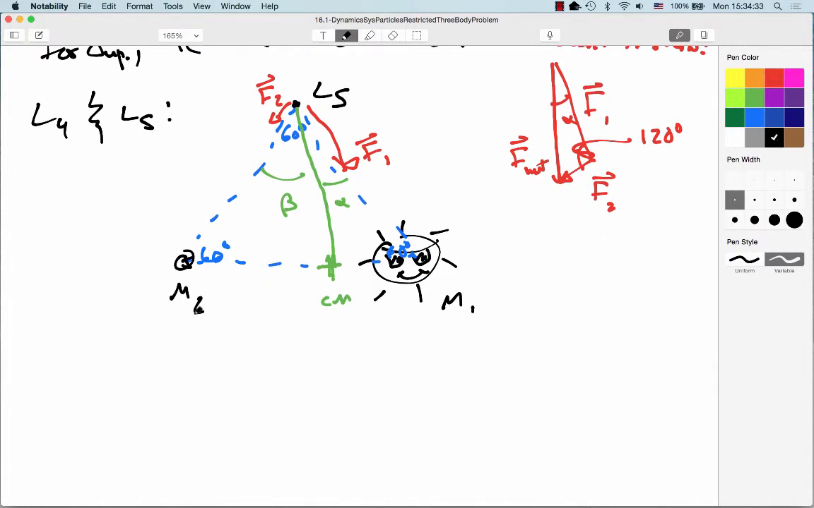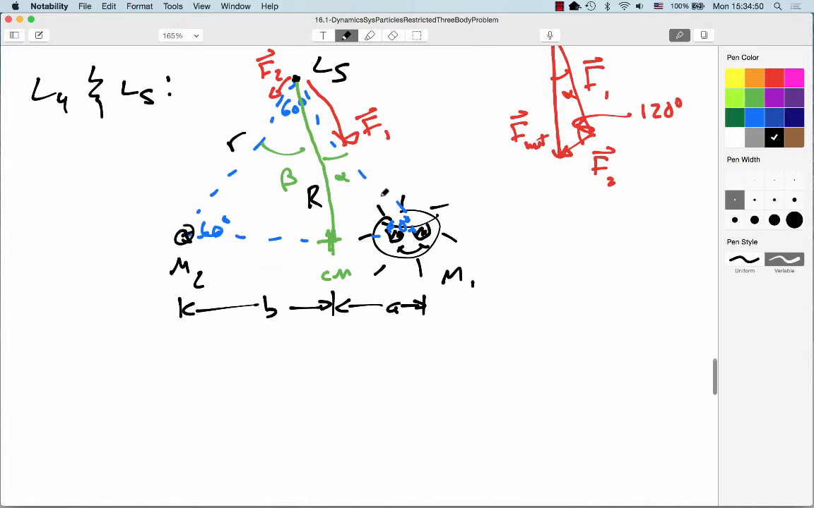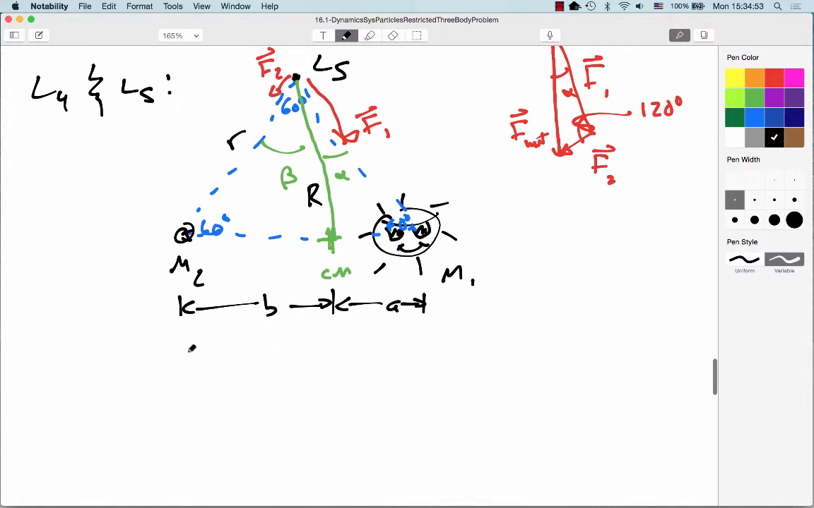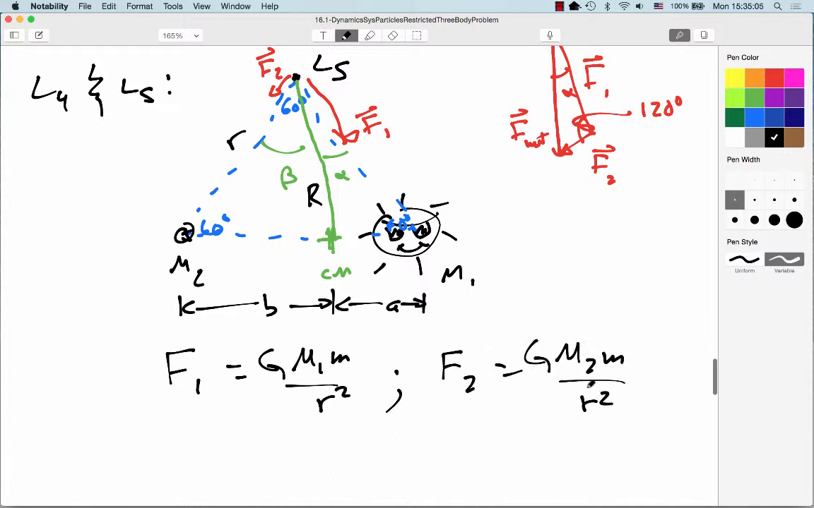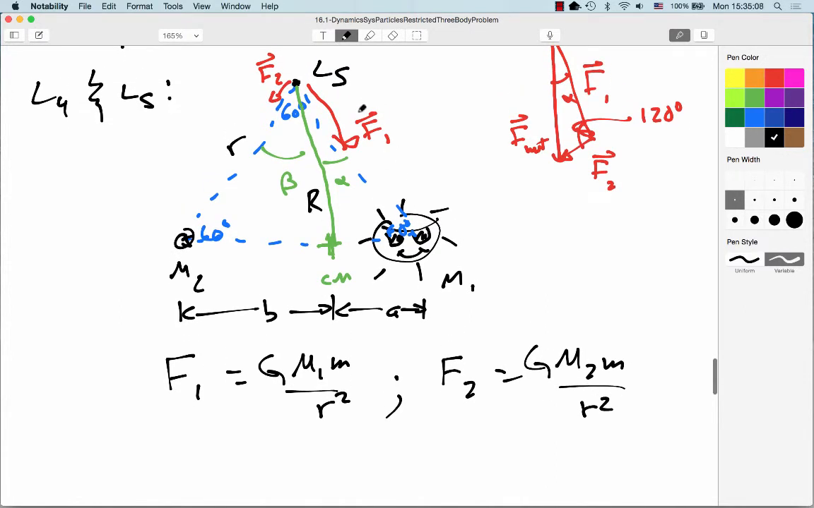All right, so we'll call this distance here B, and that's A. We'll call that big R. We'll call this little r, which will be the same for both legs of the triangle because it's an equilateral triangle. So force F1 is equal to G m1 m over r squared, and similarly F2 is equal to G m2 m over r squared. Now I need the bits of F1 and F2 that are perpendicular to r to cancel.